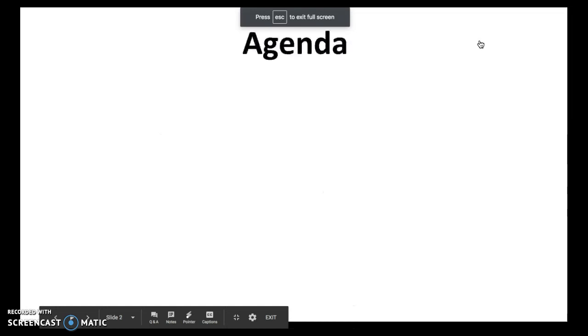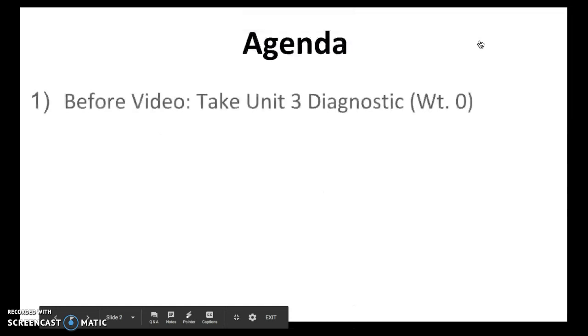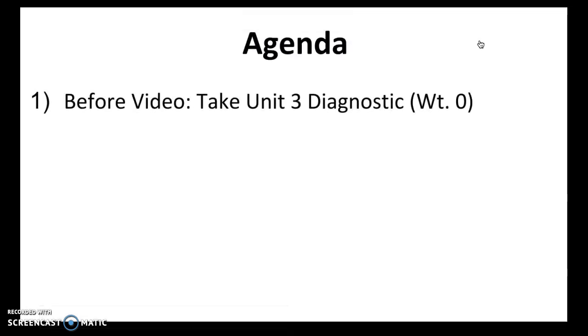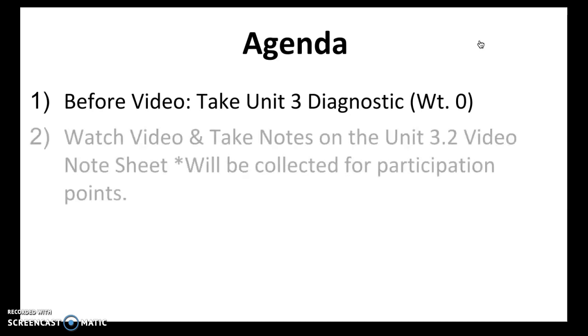Before we get started, make sure you take the Unit 3 diagnostic, which has a weight of 0. You can find the Unit 3 diagnostic and a blank bubble sheet in the orange folders on your desk. When you're done with the diagnostic, put your bubble sheet inside the diagnostic and then drop it off in the folders on the table in the back. Okay.